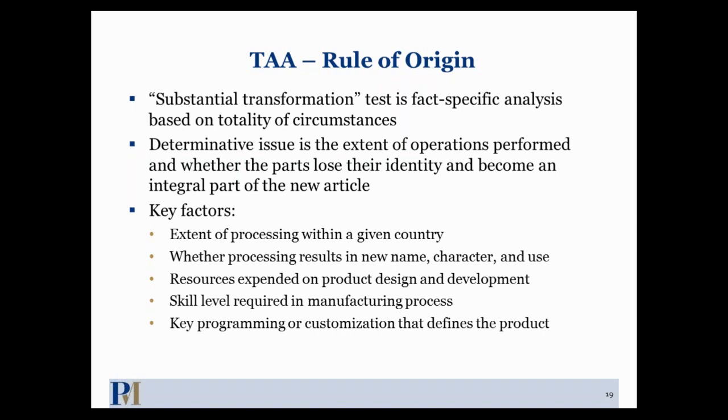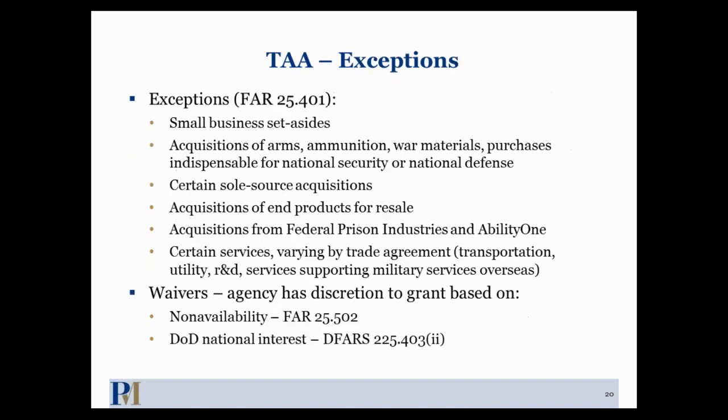Let's see, so moving on to the exceptions to TAA, and these kind of fall into what we were talking about when BAA applies. So TAA does not apply to small business set-asides, acquisitions of arms, ammunitions, purchases for national security, certain sole source acquisitions, acquisitions of end products for resale, acquisitions from federal prison industries and AbilityOne, and then certain services, which depends on the trade agreement.